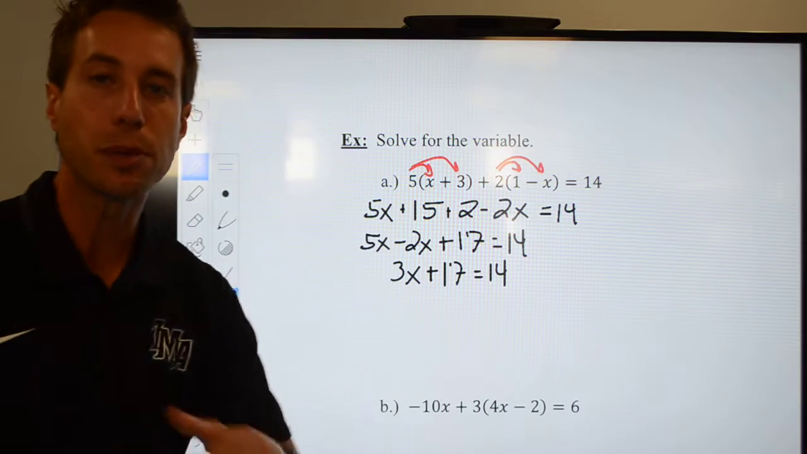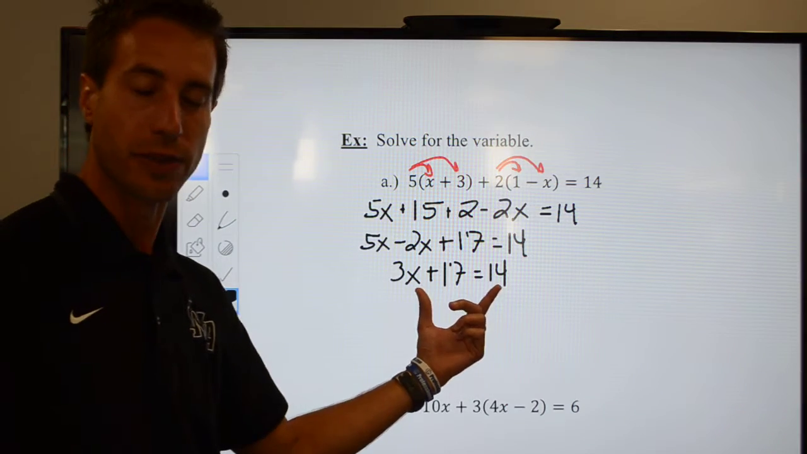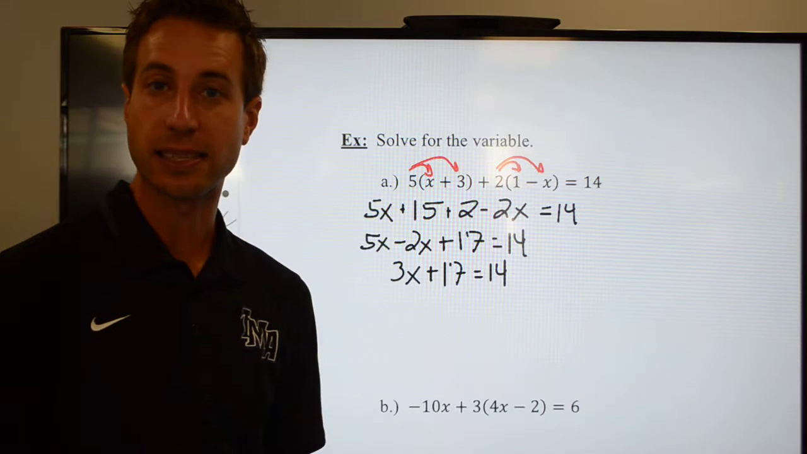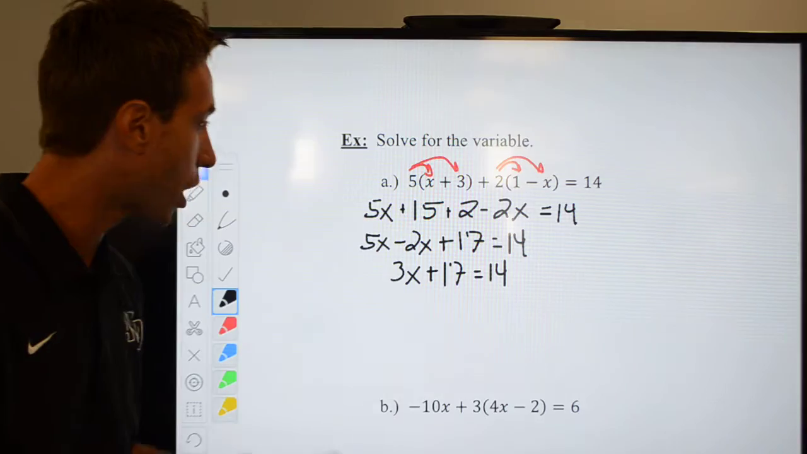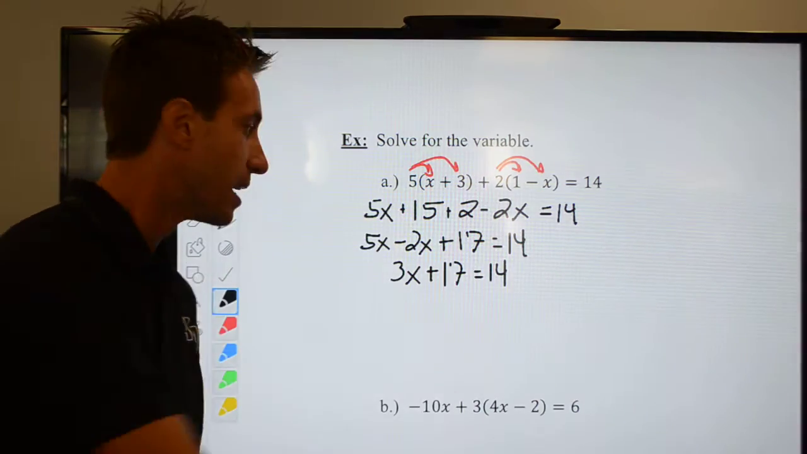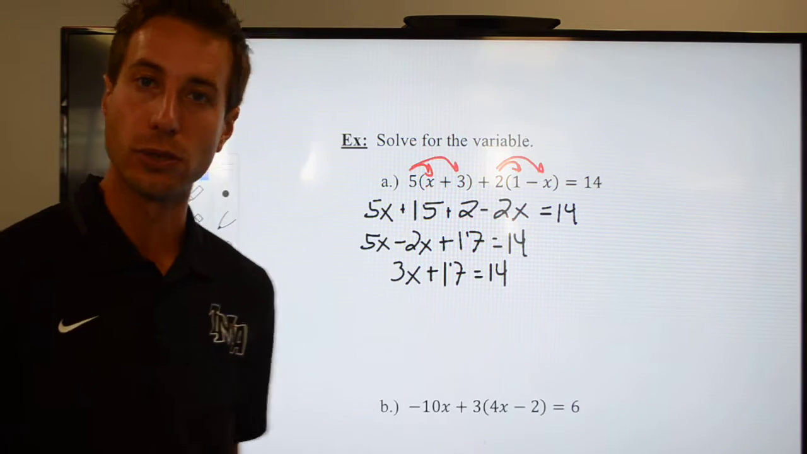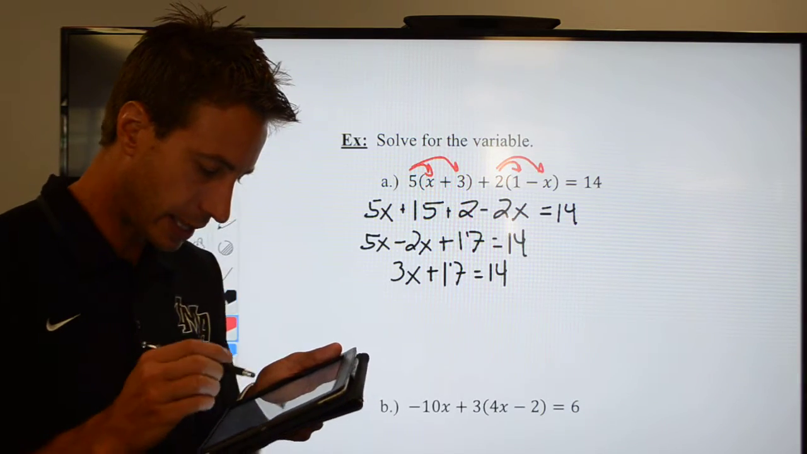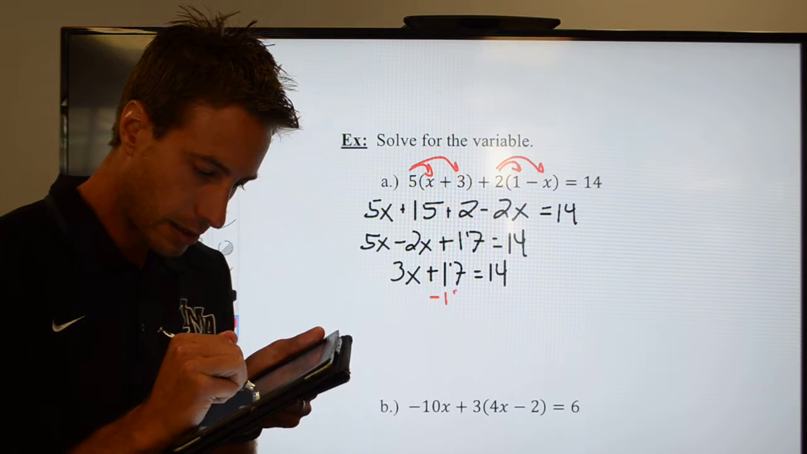All right, well, now we're to the point where we were on the previous page. You have this equation. We just need to isolate the variable. We need to get that x by itself. Well, we're going to go ahead and start by subtracting the 17 to the other side. Since it's a plus 17, the only way to move it would be to do subtraction. So let's go ahead and take care of that. We're going to go ahead and do a negative 17.